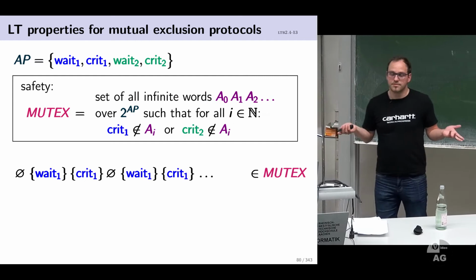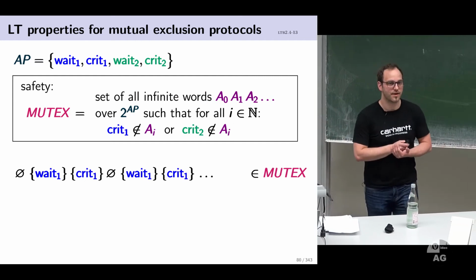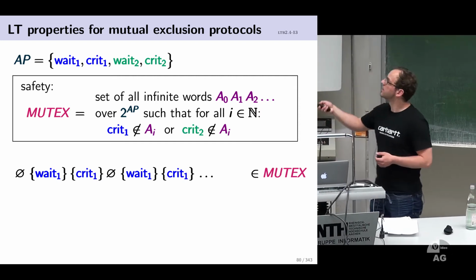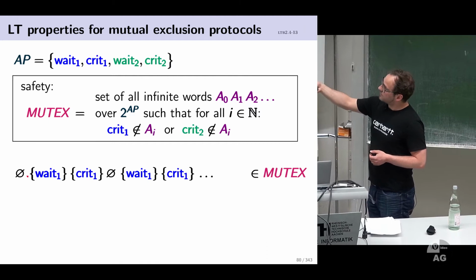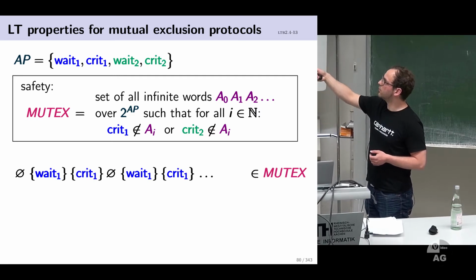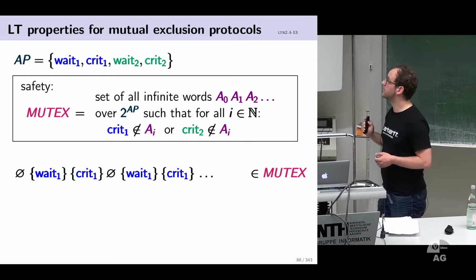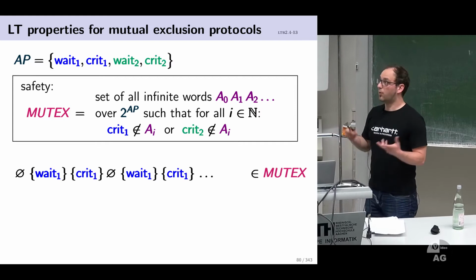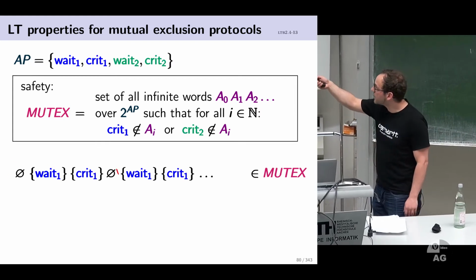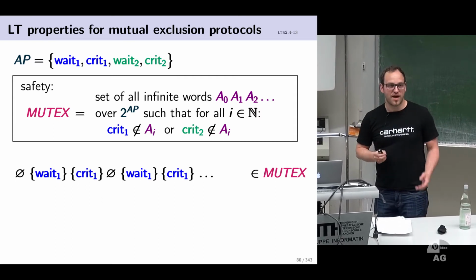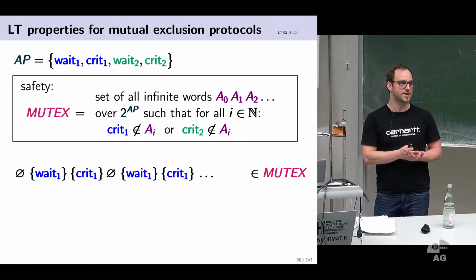Okay, so let's look at some example infinite words and whether or not they are contained in the linear time property. Let's look at this one. It starts with the empty set, then wait 1, only crit 1, empty set, wait 1, crit 1, and so on, continuing infinitely often. And that is contained in our property. Why? Because if we look at every element along this word, at no point do we have crit 1 and crit 2 in one set together.